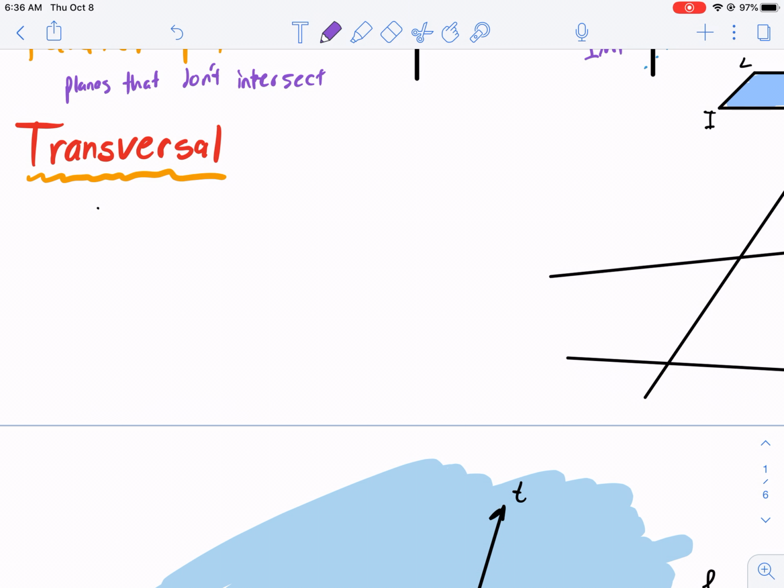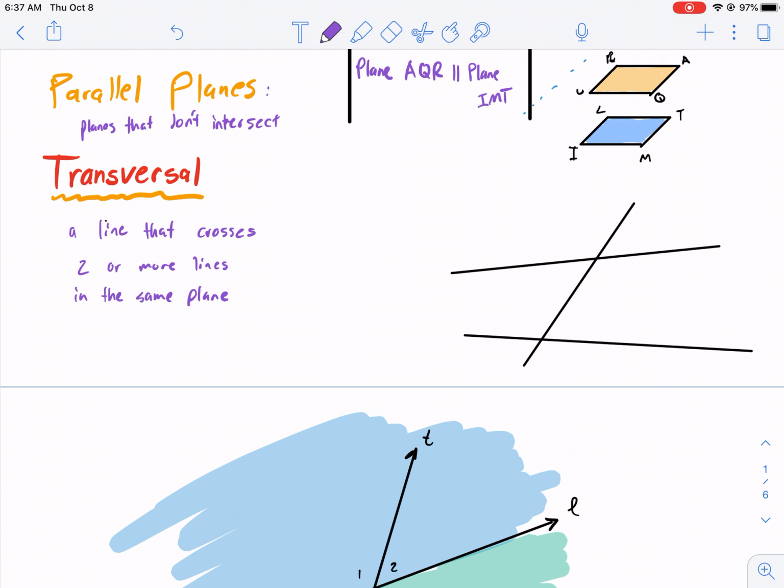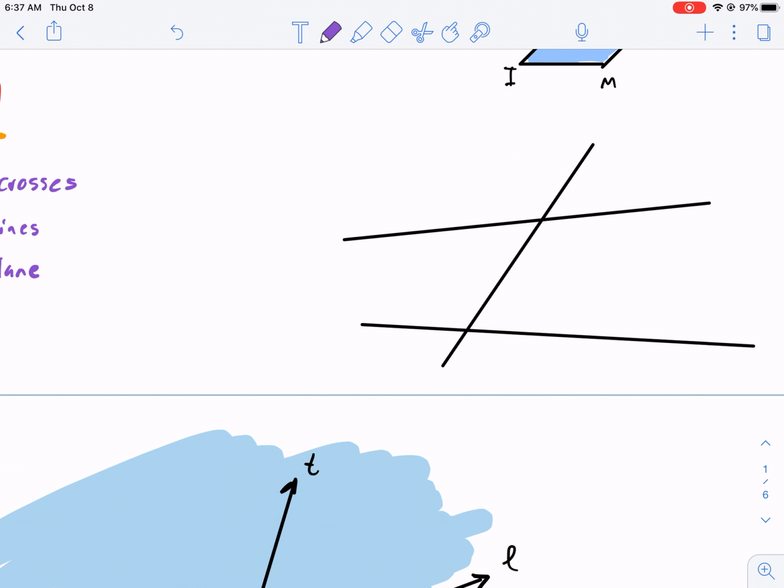What is a transversal? It's a line that crosses 2 or more lines in the same plane. Okay, so they have to be coplanar. I should have said coplanar lines. That'd be a way to shorten it up a little bit. We're not talking about 3D space, we're talking about a flat surface. If you guys didn't notice, that was me hitting my flat surface table in front of me.